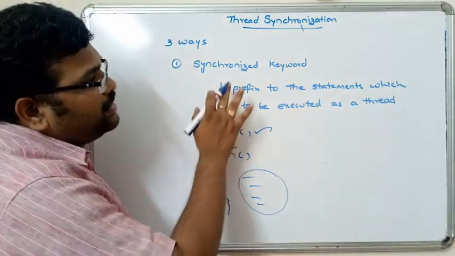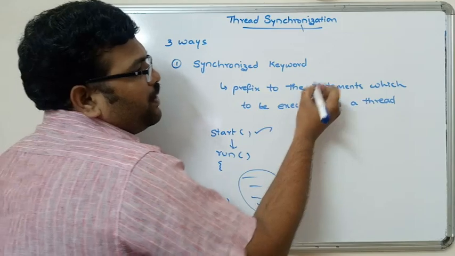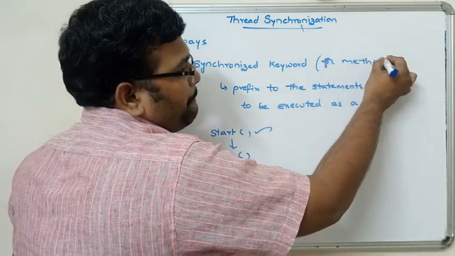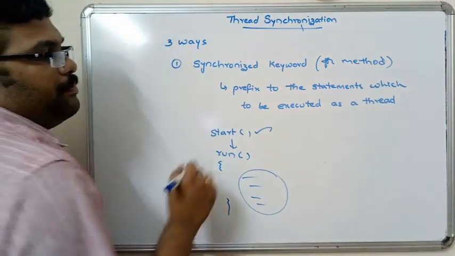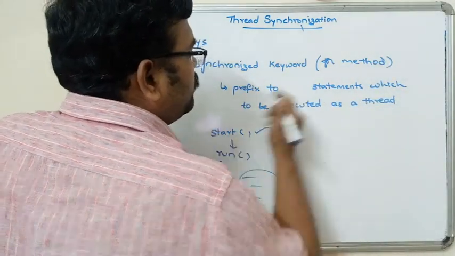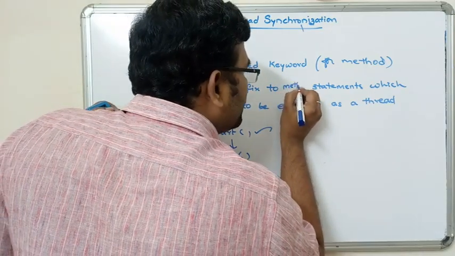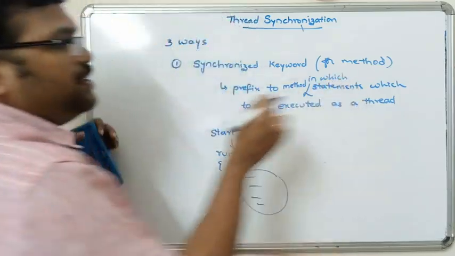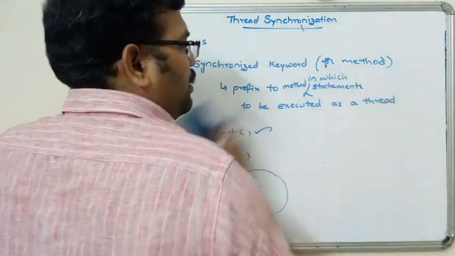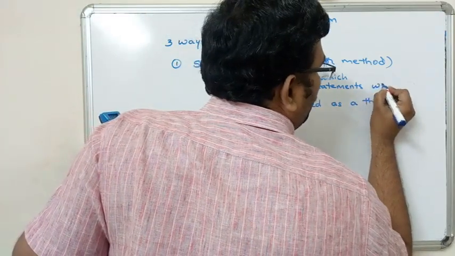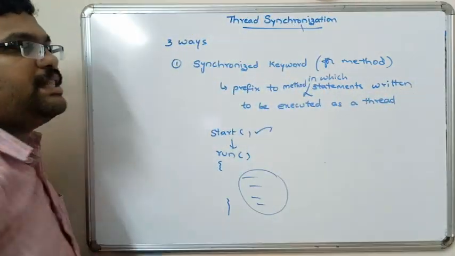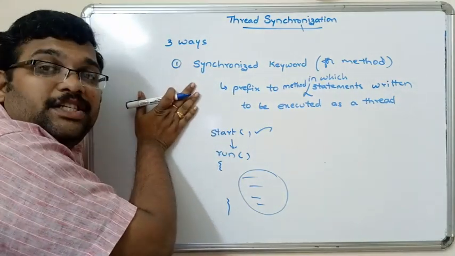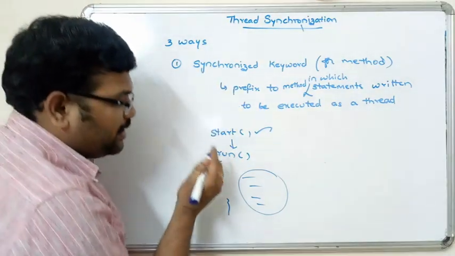Here we write synchronized, and this can be done for a method. Just a correction: it is a prefix to the method in which the statements are written to be executed as a thread. Small correction. As per the explanation, we have to apply this synchronized keyword here.